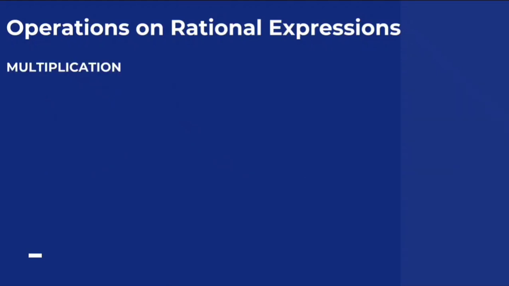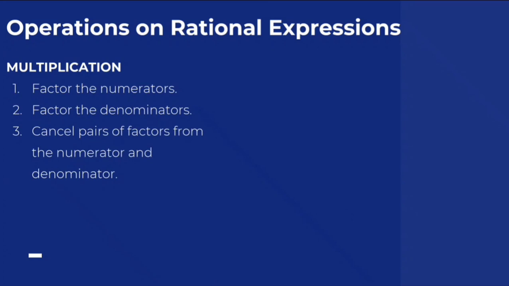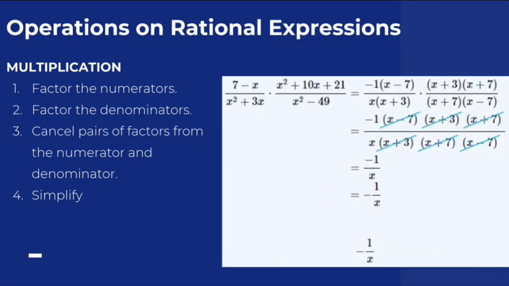Next, let's proceed with multiplication. So the steps in multiplication is to factor the numerators. Next is to factor the denominators. Then cancel the pairs of factors from the numerator and denominator. Then simplify your answers. So whatever is left in your numerator and denominator will be the final answer. And just like the one shown in this presentation.